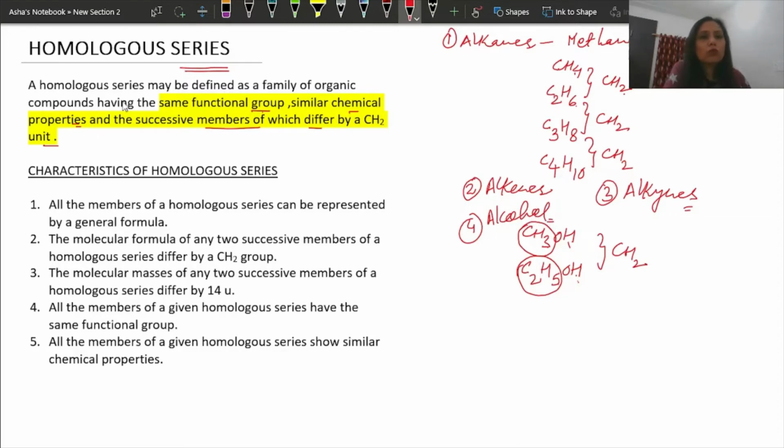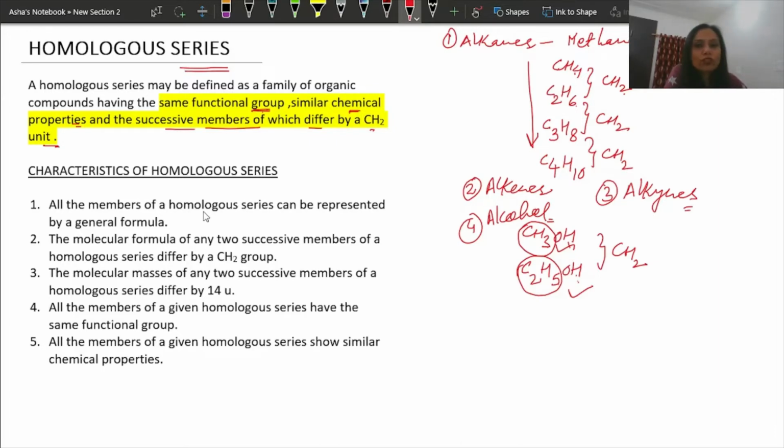Okay, so what is a homologous series? It is simply a line from 1 to 10, you can say, which has the same functional group. And if the functional group is the same, you know that it will have the same chemical property. If it is alcohol, it will remain alcohol, that is OH. And each successive member, that is the next new member, will differ by a CH2 unit or CH2 group, right? So what are the characteristics of homologous series?